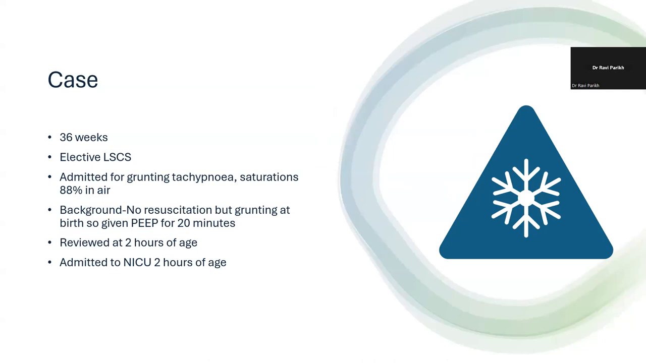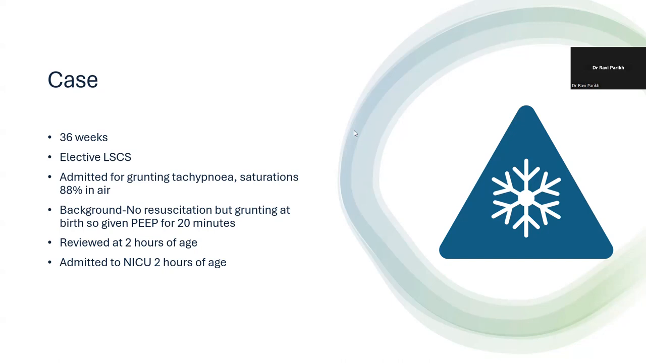We've got a preterm 36-week baby who's going for an elective cesarean. Baby is born. Basically, baby had significant respiratory distress and was given PEEP for about 20 minutes. And really, from our perspective, was left with mum to have some skin to skin with a plan that we'll review the baby, because whilst the baby had mild tachypnea, he looked pink and well perfused. So at about 2 hours of age, the SHO went back and reviewed the baby, and the baby was clearly grunting, more tachypneic. He put a SATS probe on the right hand, and you have SATS of 88% in air. So the baby's been admitted to the neonatal unit at 2 hours of age.